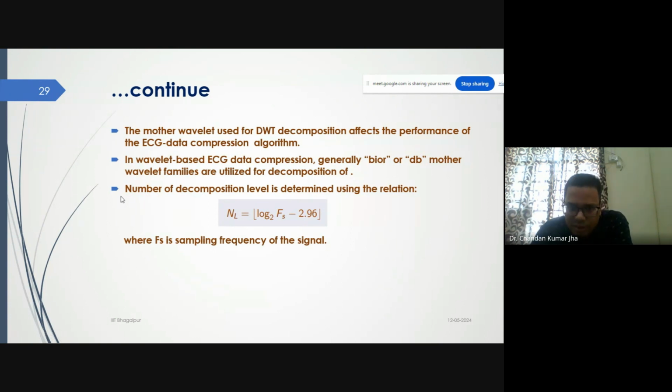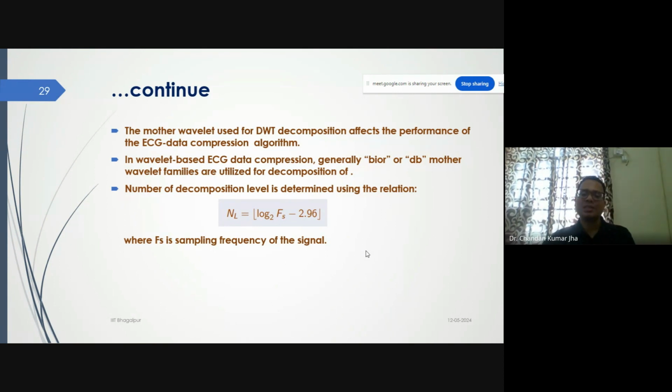Now the number of decomposition levels is chosen using an empirical formula, meaning a practically developed formula. Here it is the decomposition level equal to log base 2 of Fs, where Fs is the sampling frequency of the given ECG signal, minus 2.96. By this formula, we can understand to how many levels we can decompose the ECG signal to extract its features, as well as for compression and denoising.